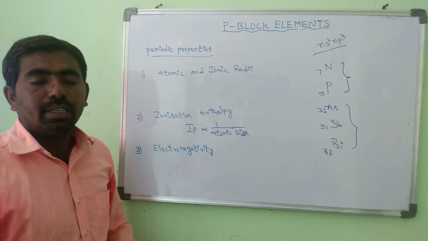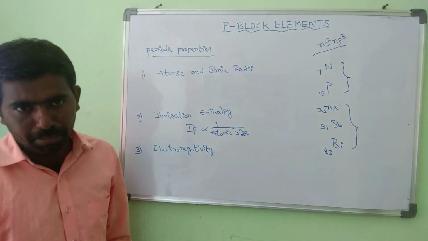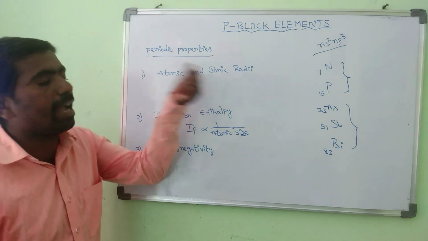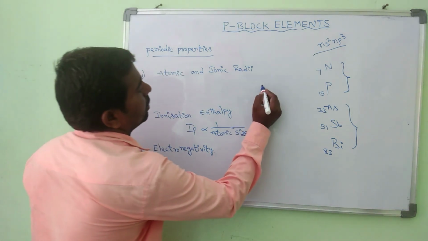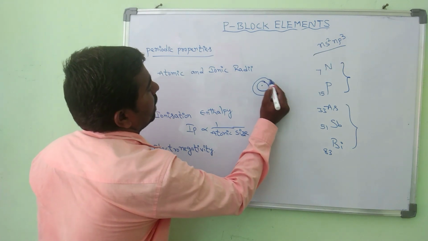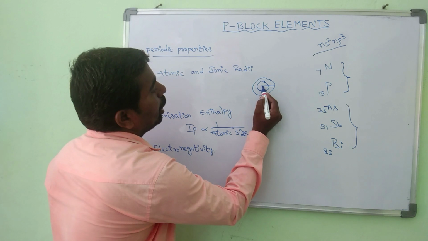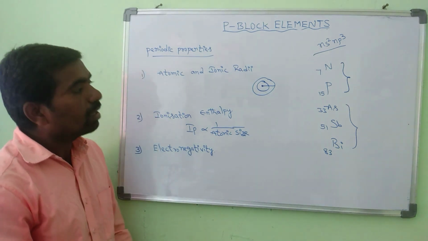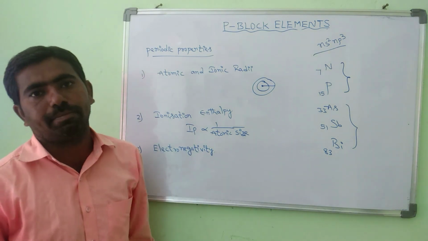Periodic properties are properties that repeat at regular intervals in the periodic table. The first one is atomic and ionic radii, that is atomic size or ionic radius. For example, I am assuming this is one of the atoms. The distance between the nucleus and the electron cloud of the outer shell is called the atomic radius.